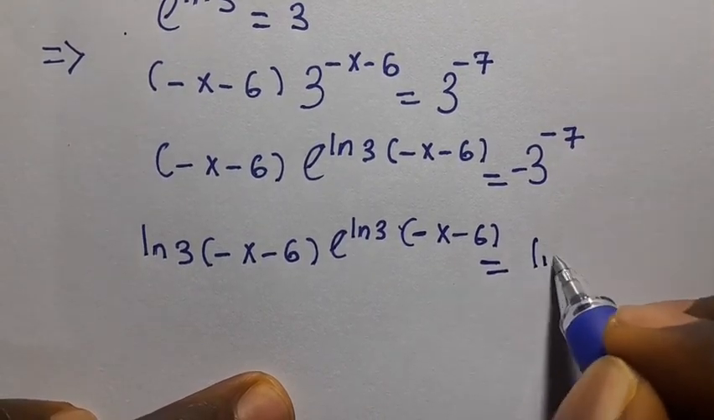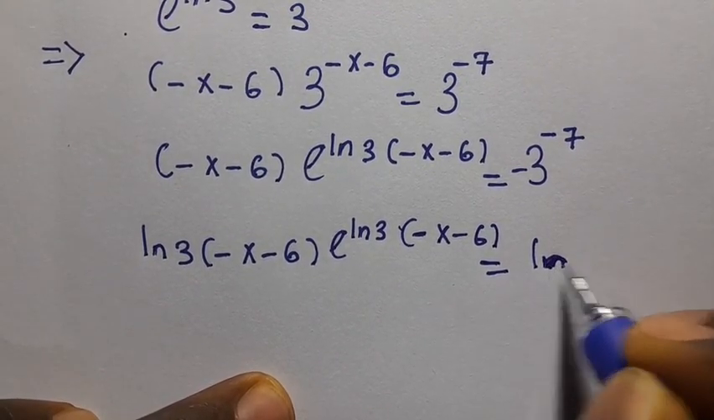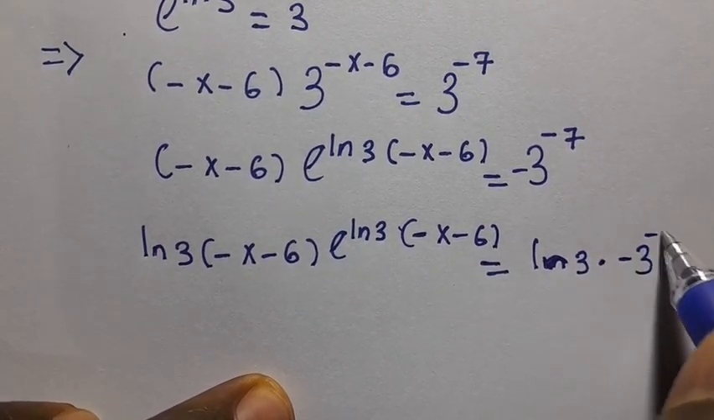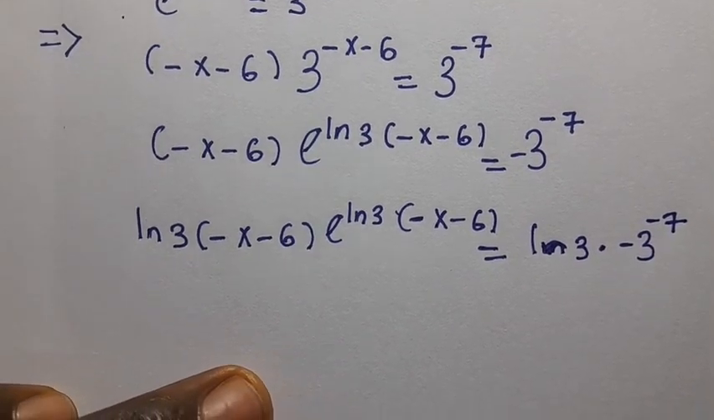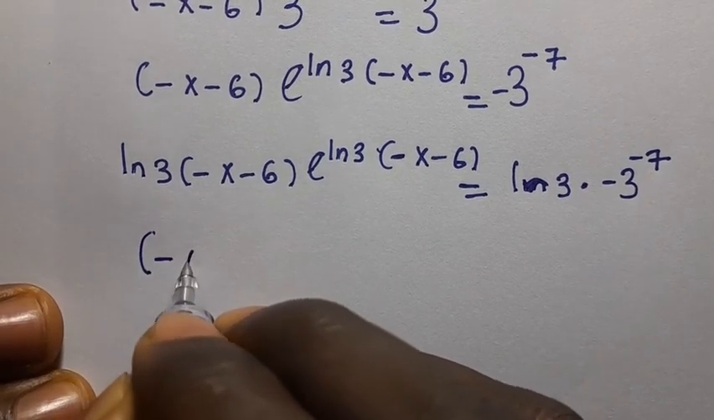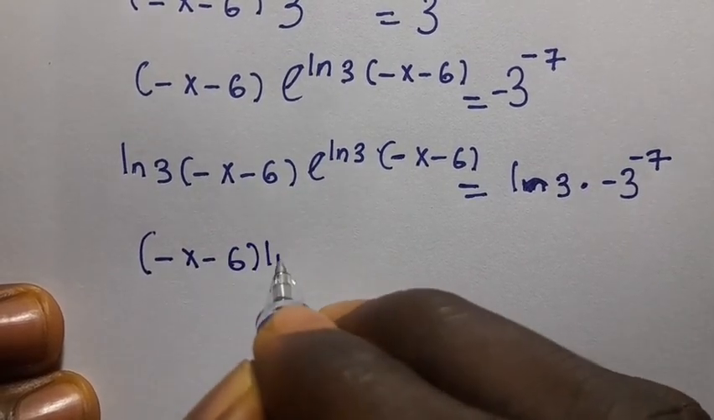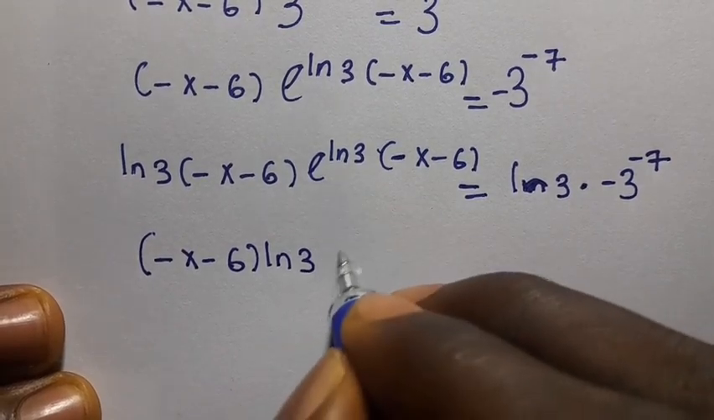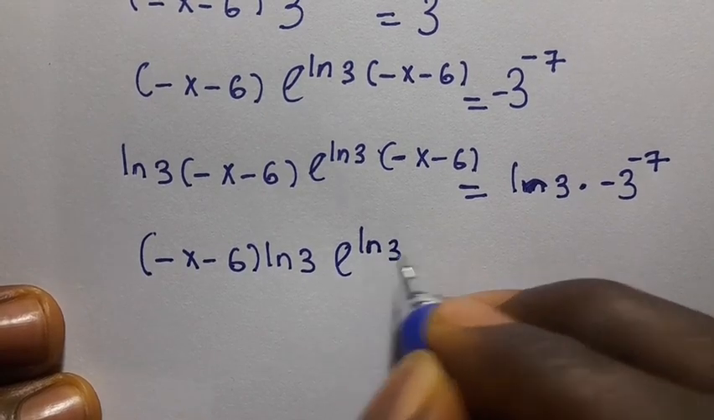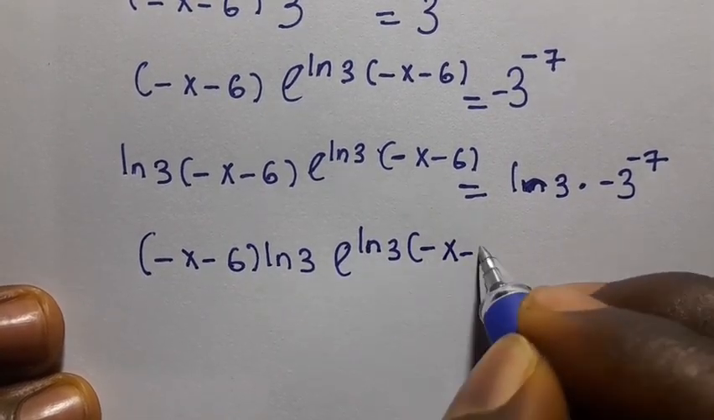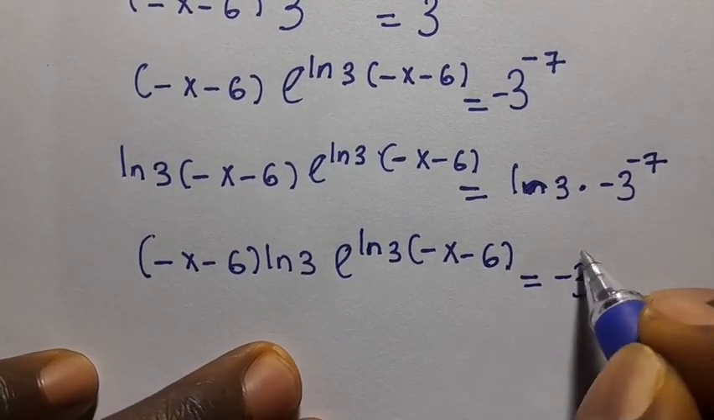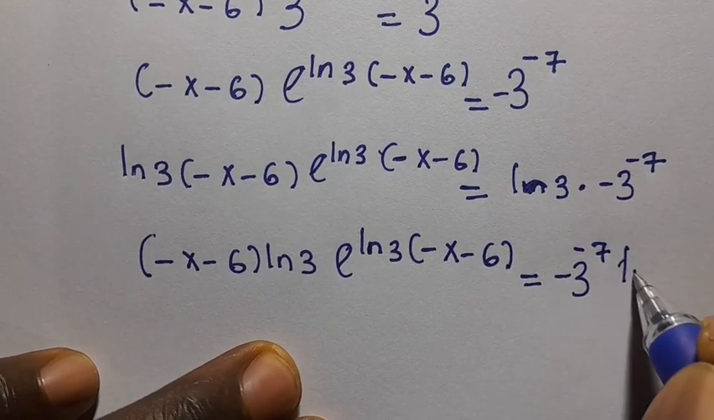equals ln 3 dot minus 3 raised to power minus 7. So in this case, we can rearrange this to have it to be minus x minus 6 ln 3, then exponential ln 3 into bracket of minus x minus 6 to be equals minus 3 raised to power minus 7 ln 3.